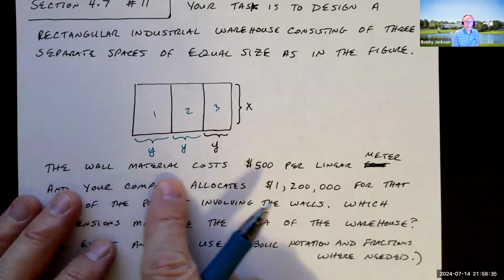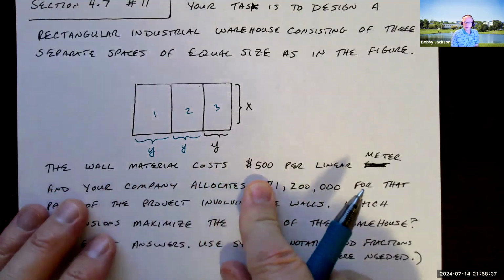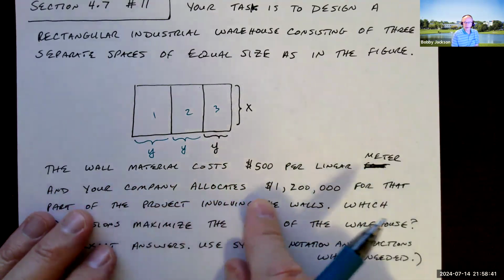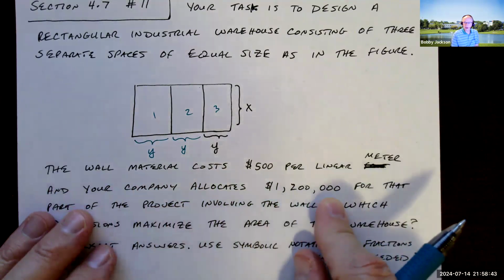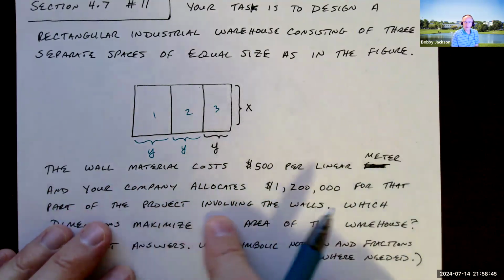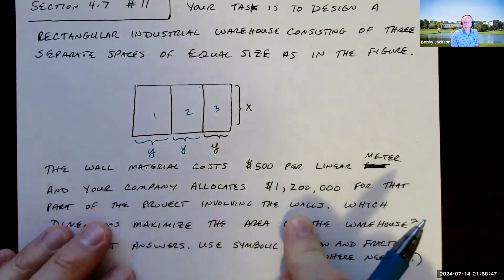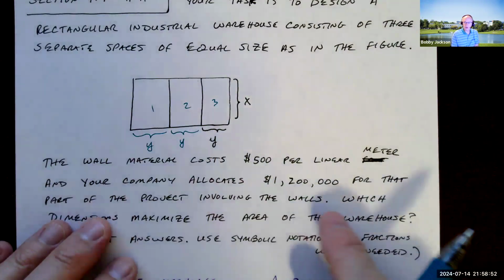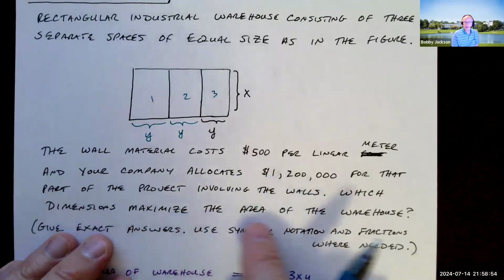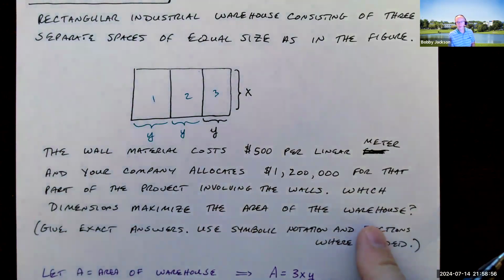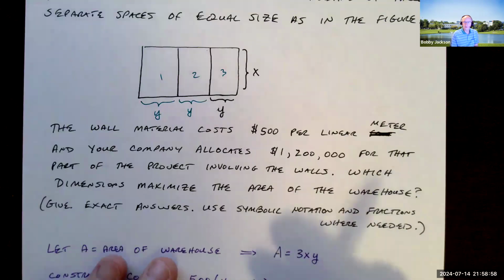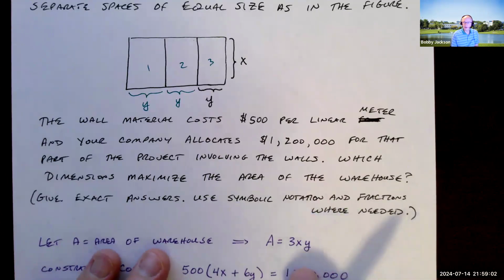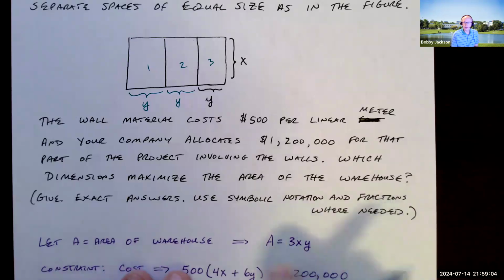The wall material costs $500 per linear meter, and your company allocates $1,200,000 for that part of the project involving the walls. So we get to spend $1,200,000 to construct the walls of the structure. Which dimensions will maximize the area of the warehouse in this case? They want you to give exact answers, use symbolic notation, and fractions where needed. So let's see how that plays out.